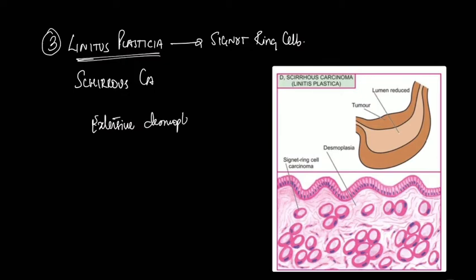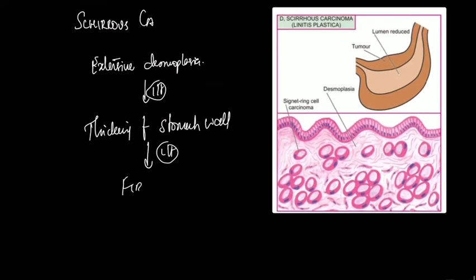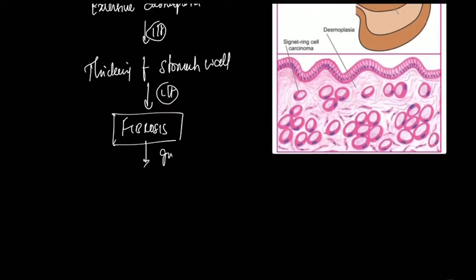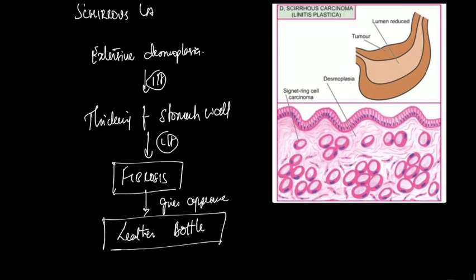Yes, so what happens in this condition is that there is extensive desmoplasia, all right, which leads to thickening of the stomach wall. Yeah, which leads to fibrosis. All right, and eventually gives an appearance of your leather bottle. So you would have seen this in old Disney TV shows, Aladdin, that the people of Arabia would carry a leather bottle, yeah, which would have water. So that's how the stomach wall resembles in this condition, scirrhous carcinoma.